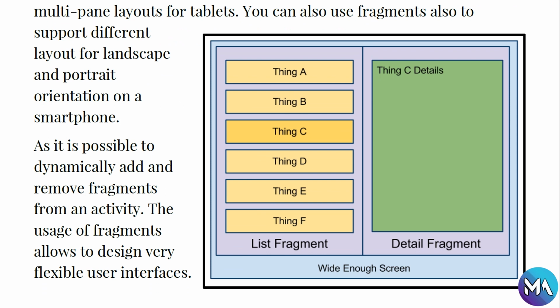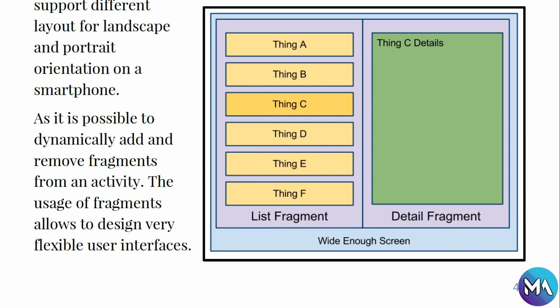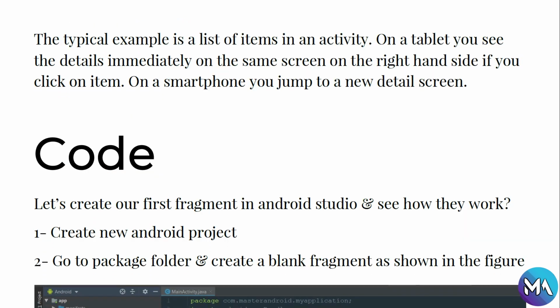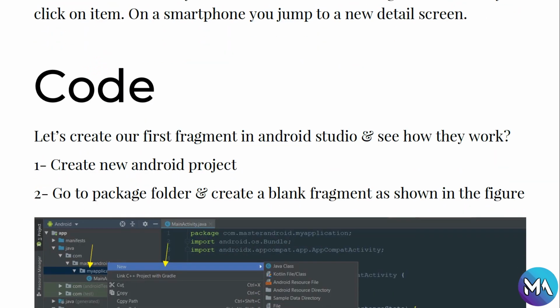You may see this example in real apps used in tablets. So if you have a tablet, you can download any app that contains this widescreen user interface containing two fragments, one for the list and the second for the detail fragment. The typical example is a list of items in an activity. On a tablet, you see the details immediately on the same screen, on the right hand side, when you click on an item. On a smartphone, you jump to a new detail screen.